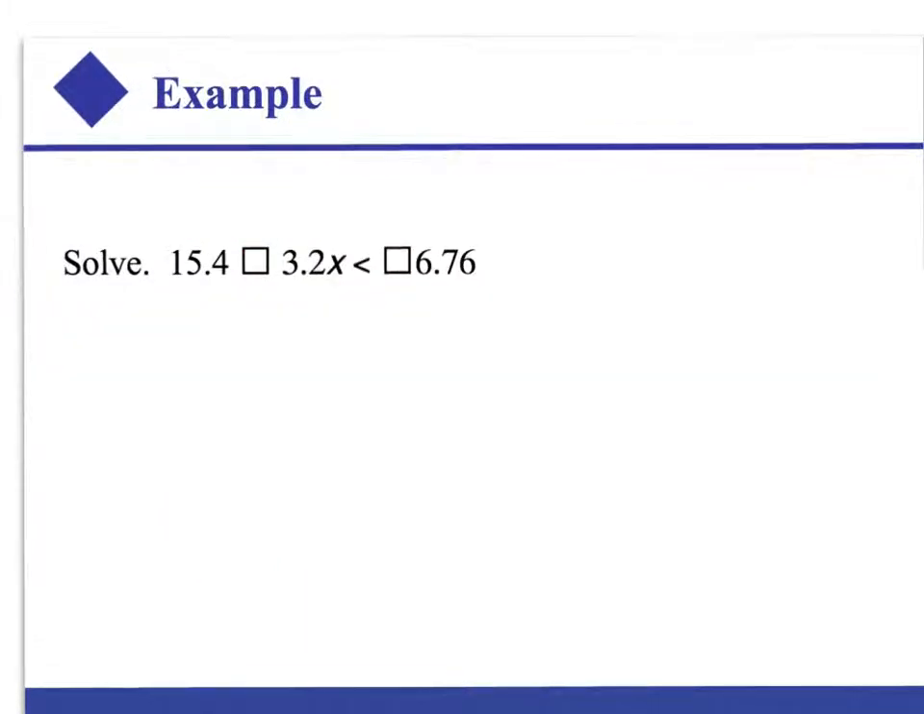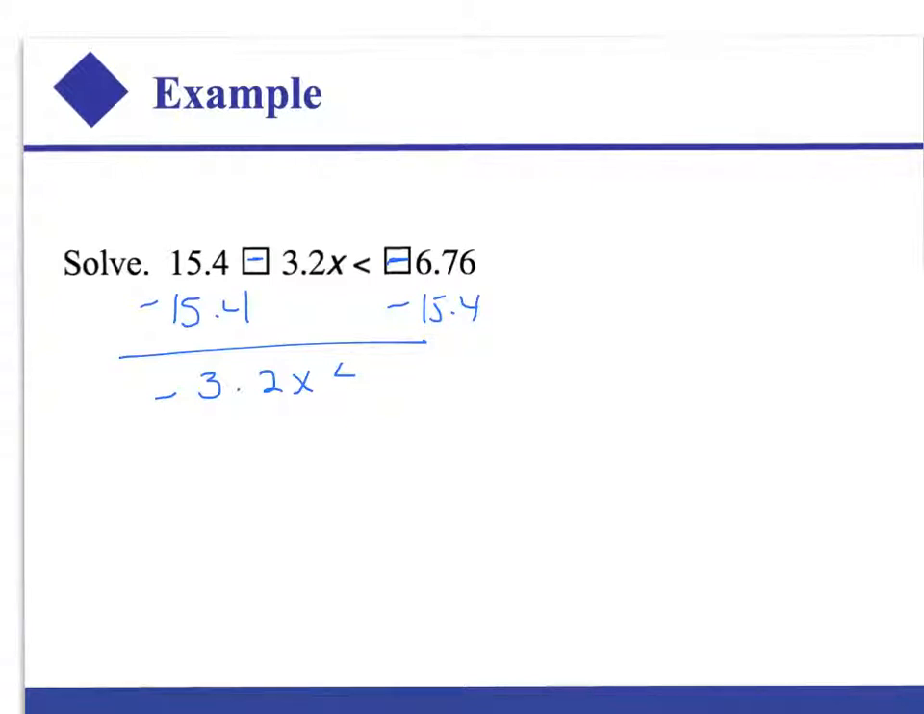Last example, and it's dealing with decimals. Just punch it in your calculator. You have 15.4 minus 3.2x is less than negative 6.76. This one didn't say graph, it just says to solve. So all we're going to do is solve. What I'm going to do is subtract 15.4 from both sides. So I'm left with negative 3.2x is less than.